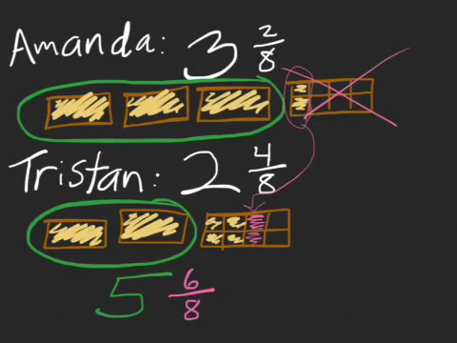But wait, we're not done. 6/8 can be simplified. If we now look at this candy bar, not as 8ths, but as 4ths, that will help us. We have 1/4, 2/4, 3/4, 4/4. How many 4ths do they have together? 1, 2, 3 4ths. So now our final answer is not 5 6/8, but 5 3/4.